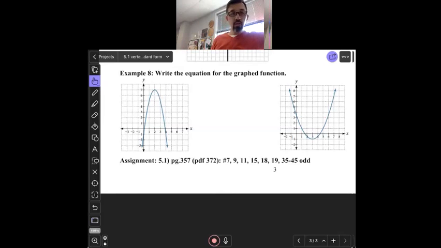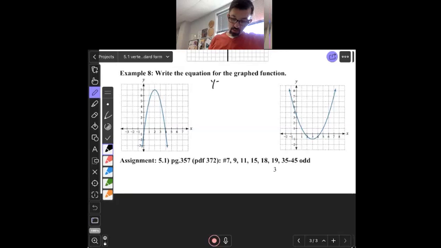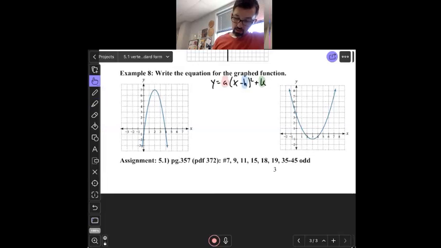All right, so they want us to start the equation of this function in vertex form. So it's going to be y equals a times x minus h squared plus k. For us to be able to do that, we need to figure out what a and h and k are. Once we know those three values, we just plug them in. We're done.